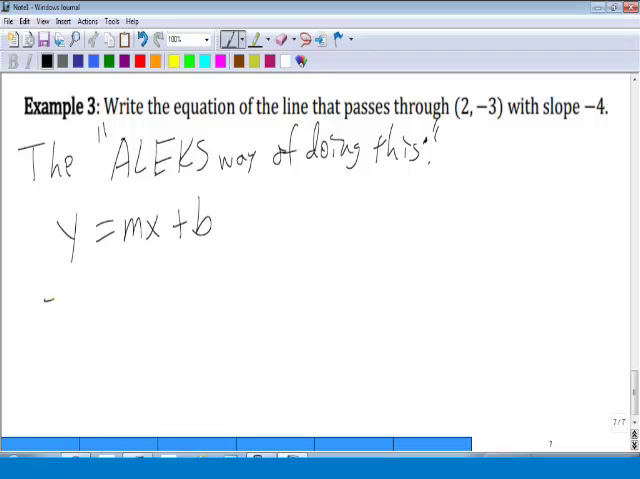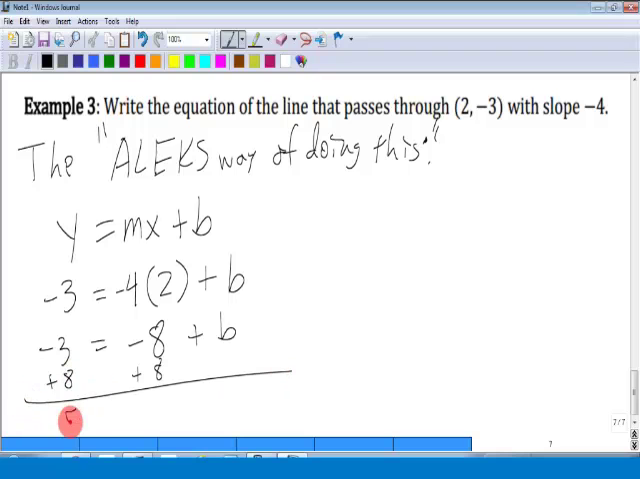So here we go. -3 equals -4 times 2 plus b. Am I even doing this right? This hurts so deeply. Does this look okay? All right. -3 equals -8 plus b. Add 8 to both sides. Plus 8, plus 8. 5 equals b.